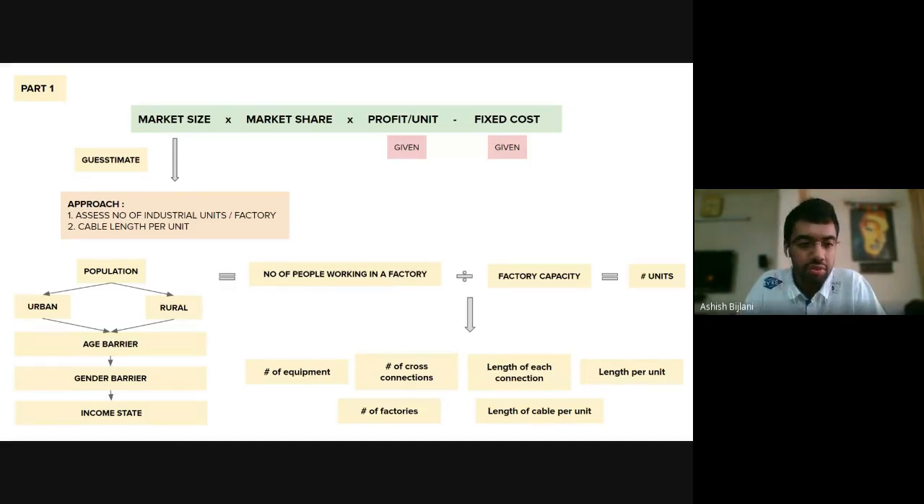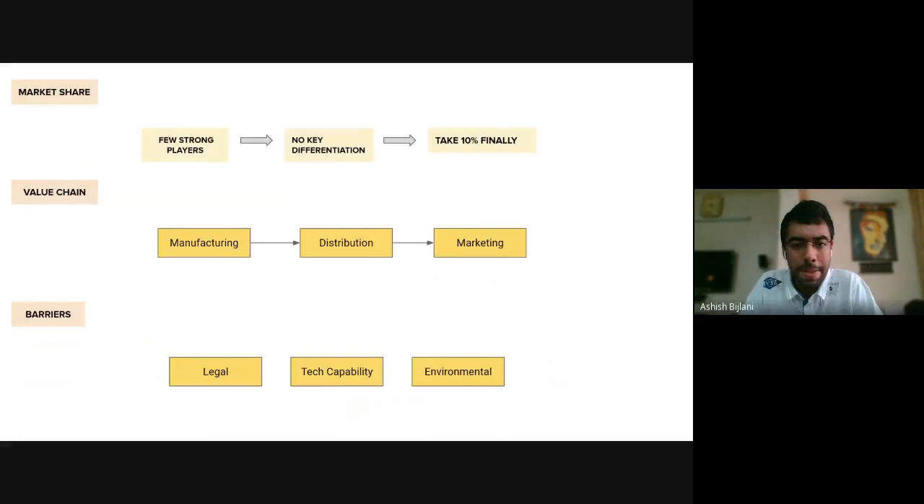Fair enough. I think Vishnu, can you just show me? Sorry, Rohan, can you show me the next slide? Okay, yeah. So market share is here.